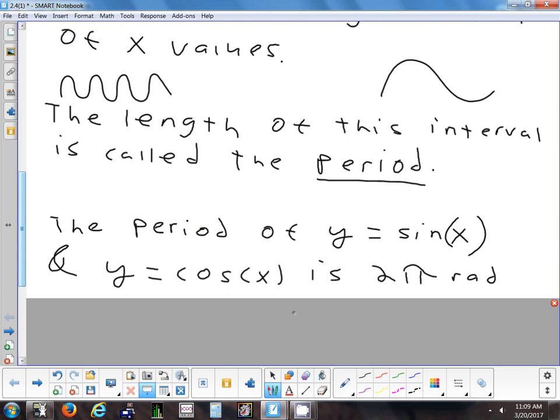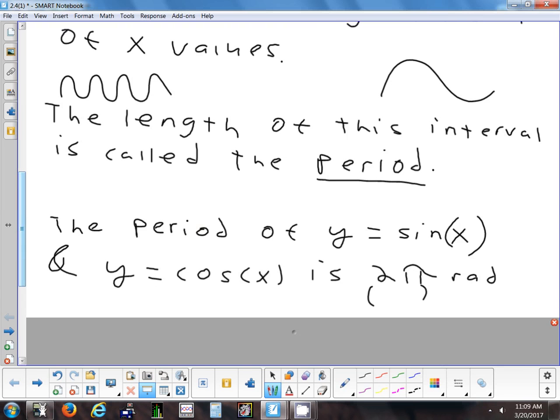So I'm just saying here what we already said. The basic period of sine and cosine, if you don't do anything to it and just graph it the way it is, is 360 degrees, or 2 pi radians. For this week, we've got to get used to working more in radians. We really won't be doing any problems in degrees.